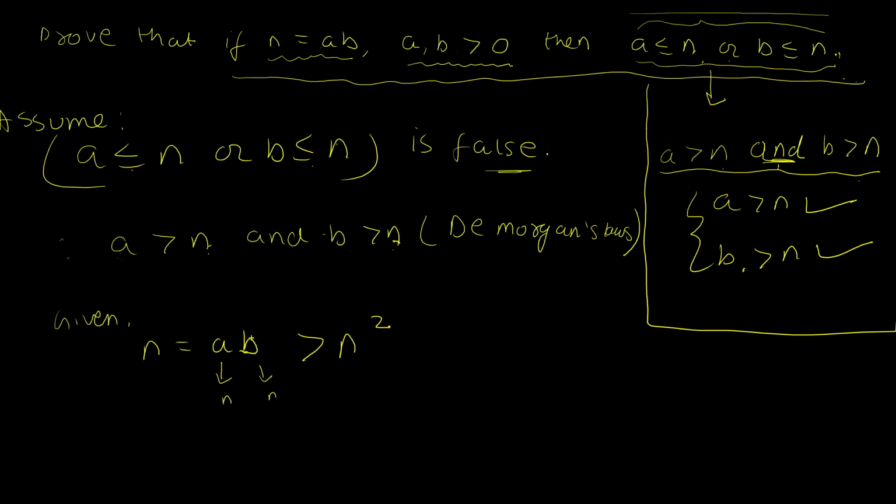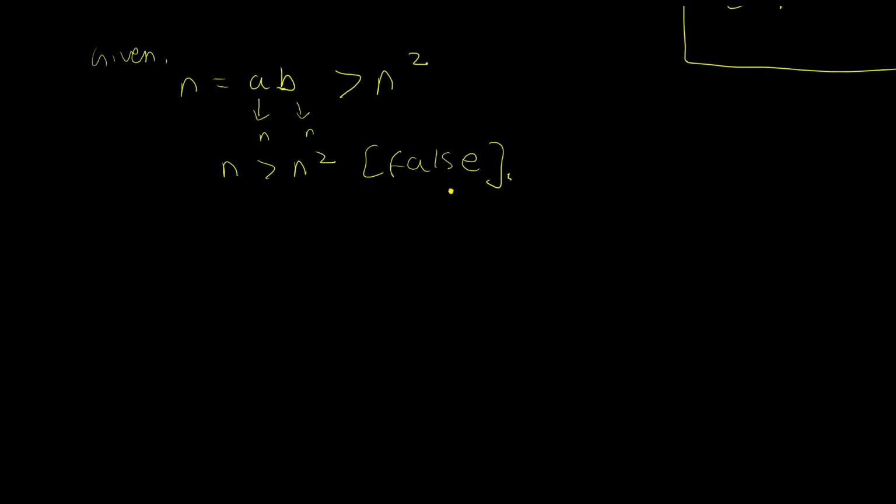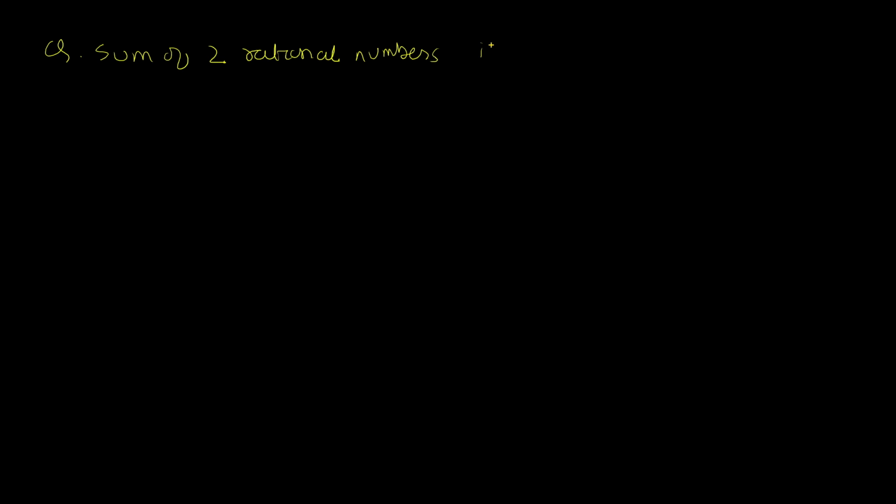So when I replace both of them with only n, the resulting product n squared is going to be smaller than this value. And this leads to n is greater than n squared, which is false. Therefore, by assuming that this conclusion is false, we are able to prove that the premise is also false. And that completes our proof by contrapositive. Okay, we'll look at a couple more questions, and these should be really simple ones.